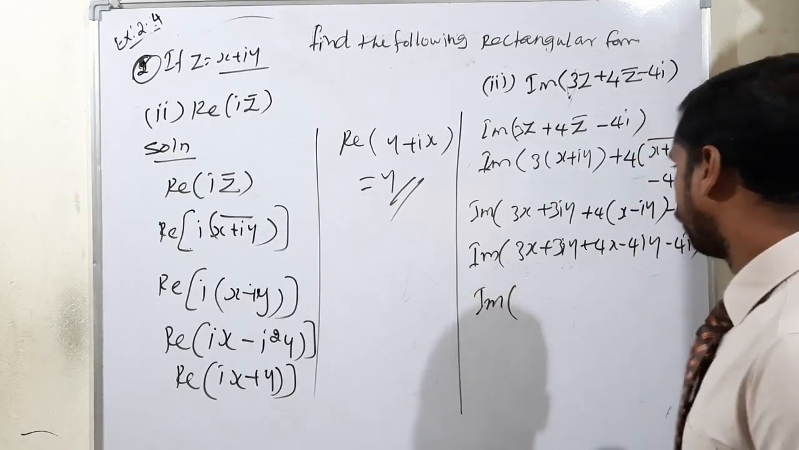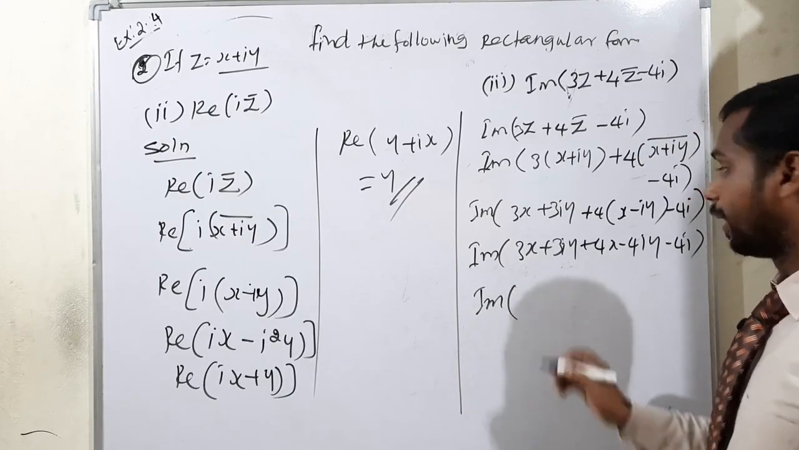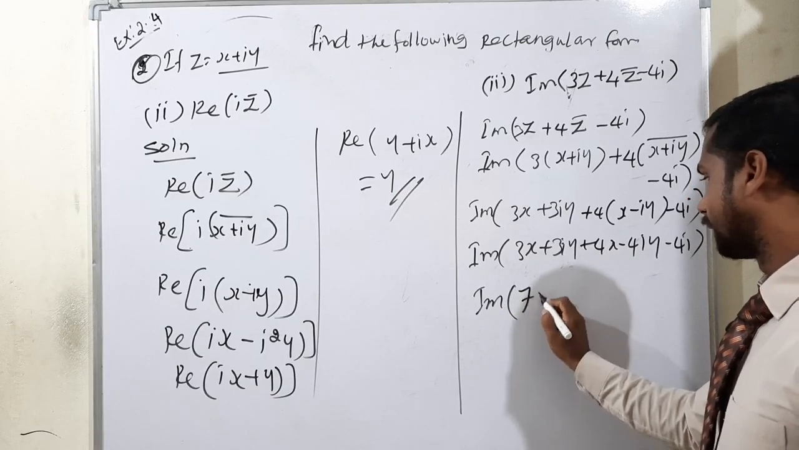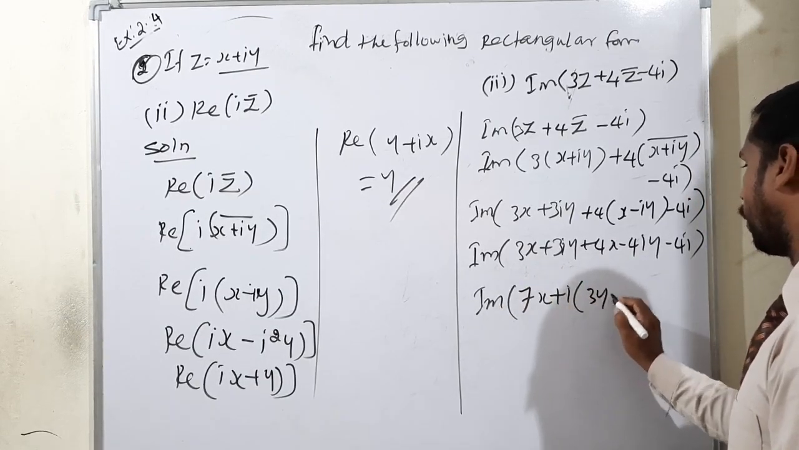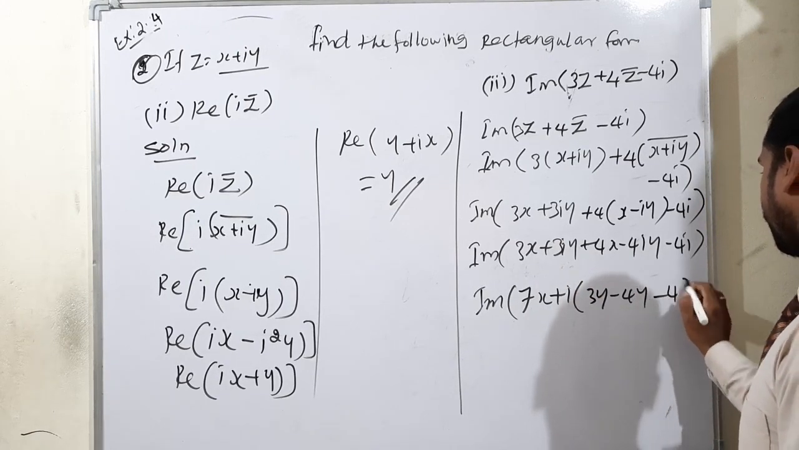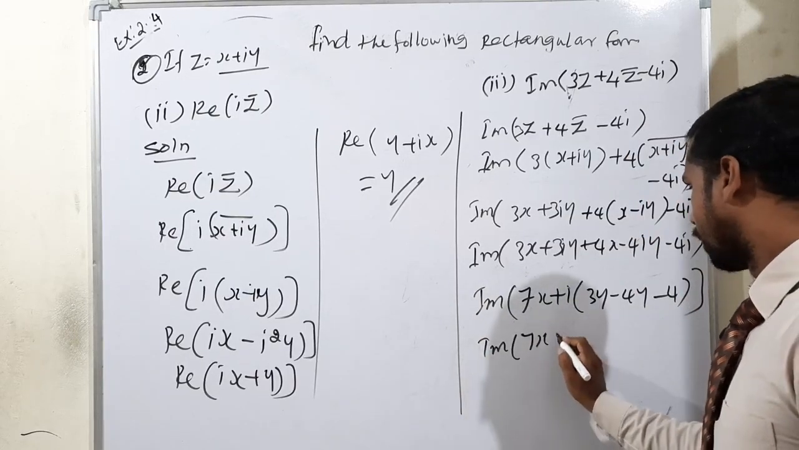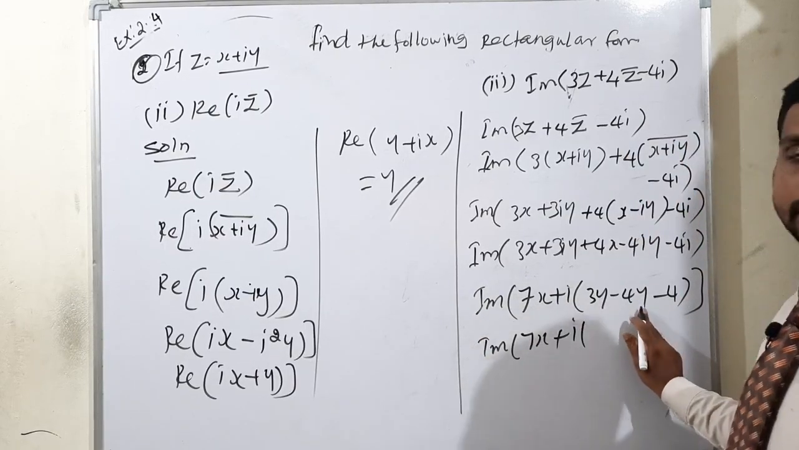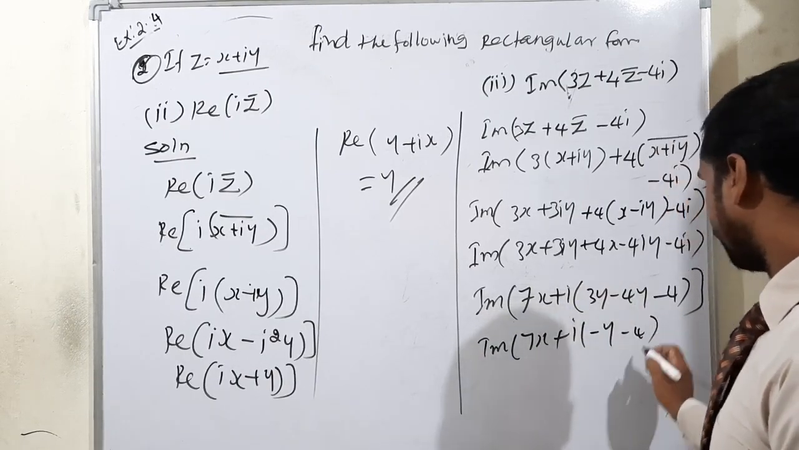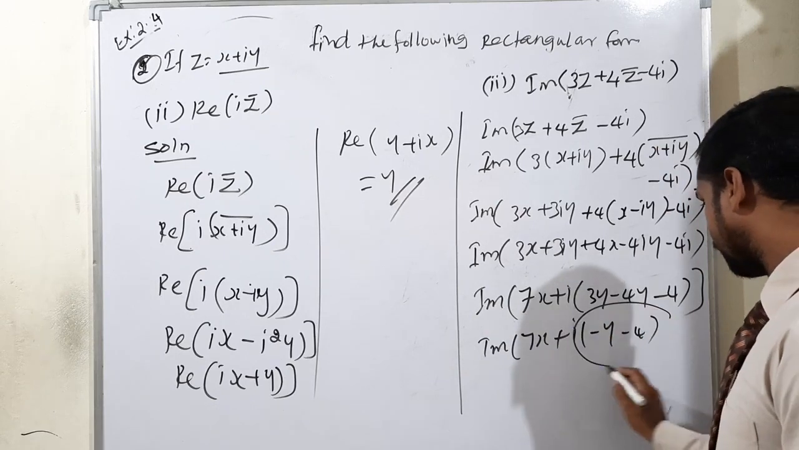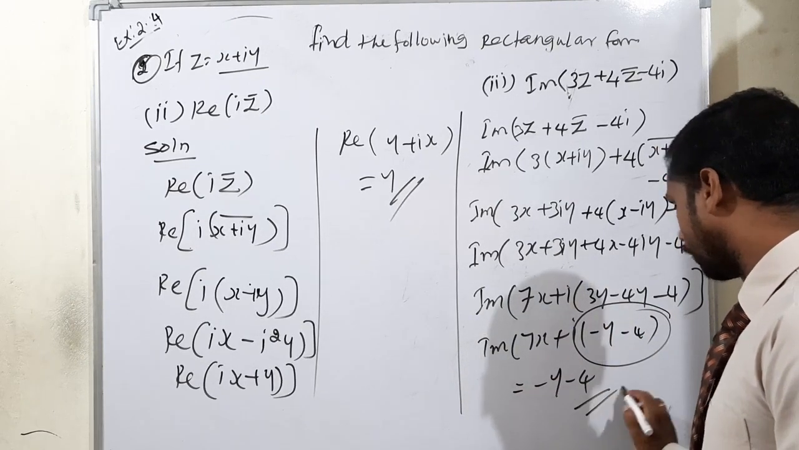Then imaginary of, listen very carefully, 3x plus 4x. Now we have to group real and imaginary separately. So 3x plus 4x means 7x, then plus i, taking common outside, 3y minus 4y, then minus 4 only. Now imaginary of 7x plus i into (3y minus 4y), which means minus y, and minus 4. We need only the imaginary part, so the answer will be minus y minus 4. This is our final answer.